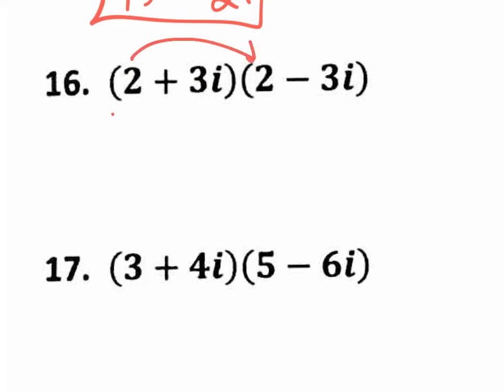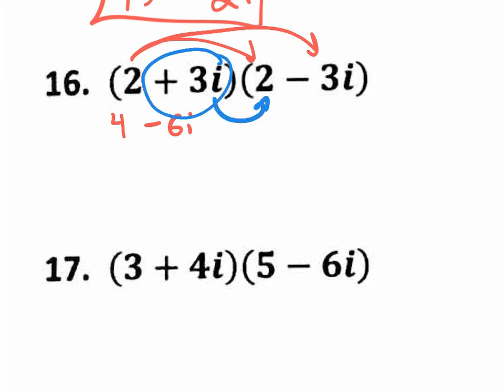2 times 2 is 4. 2 times negative 3i is negative 6i. And then you distribute this positive 3i. Positive 3i times 2, that's a positive 6i. Positive 3i times negative 3i is a negative 9i squared.